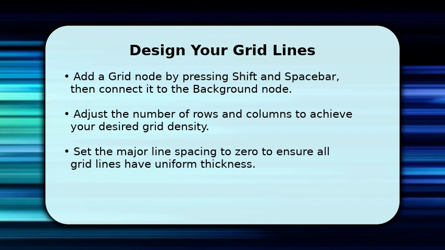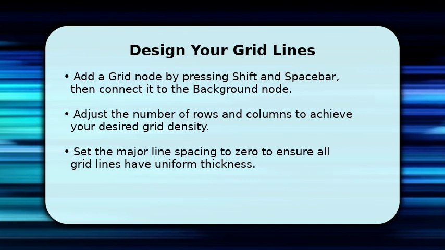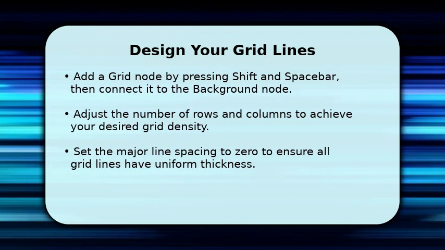For a clean, uniform look, set the major line spacing to 0. Then, select your preferred line color and adjust the line width. These simple steps allow you to customize the visual foundation of your motion background, making it truly unique.